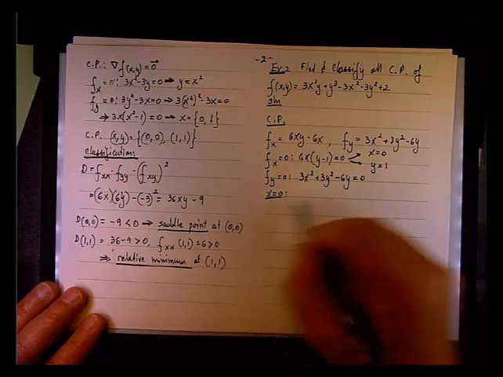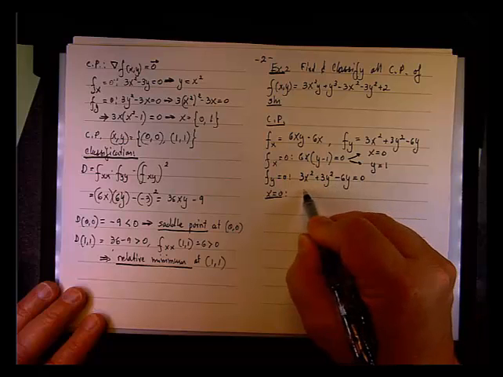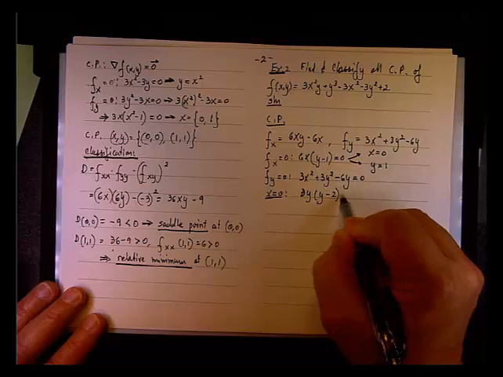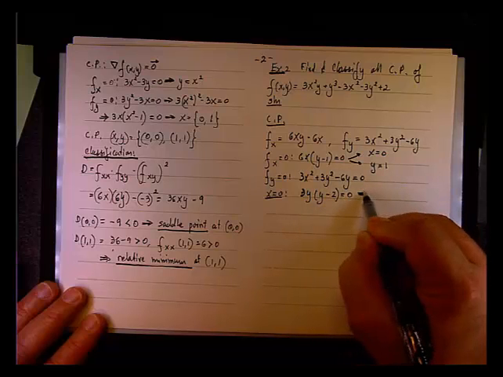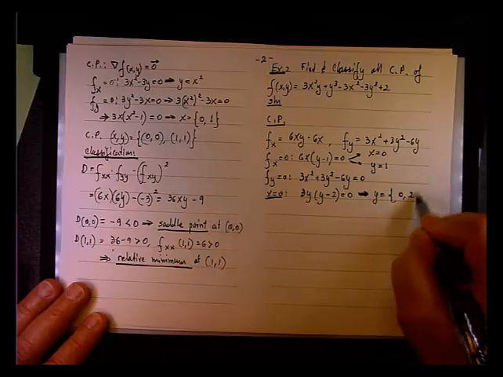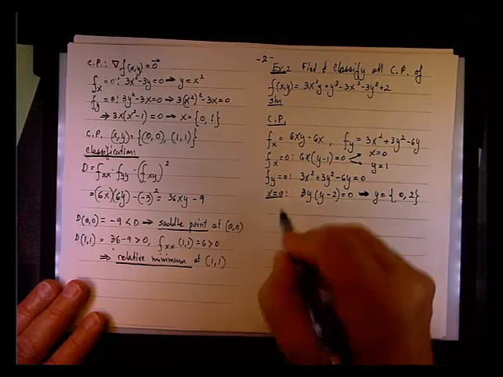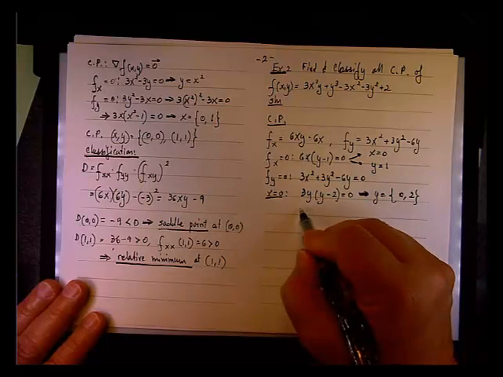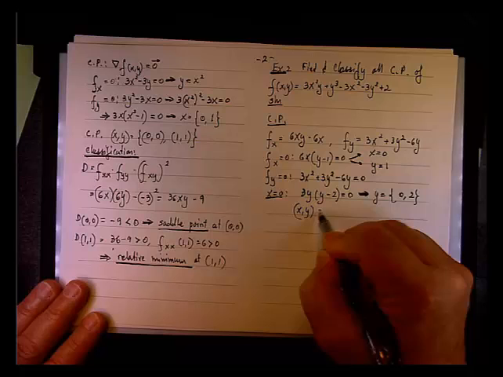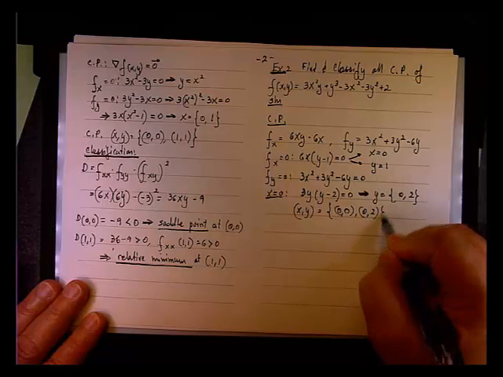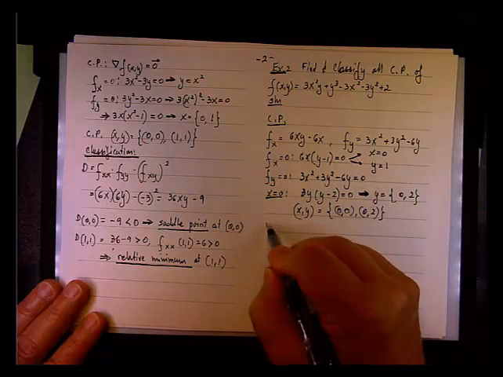Plug in x equals 0, and therefore we lose the x squared term, and we can factor 3y. So we have 3y times y minus 2 equals 0. Well, this has two solutions. y equals either 0 or 2. So we have two critical points out of it. Remember, x still equals 0. So x, y is going to be either 0, 0 or 0, 2.